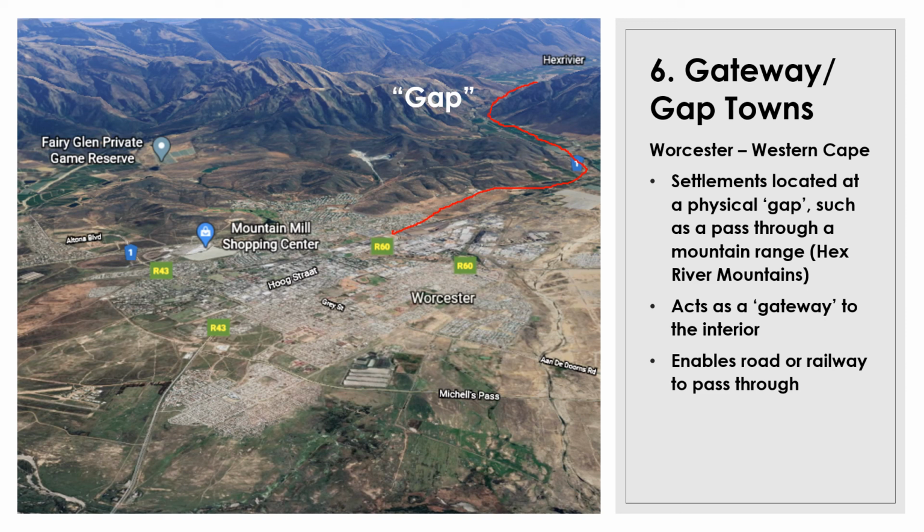So those are your six types of cities. You need to be able to give examples of them and how they work or why they are called that. And next time we will move on to chapter 5, which is the urban hierarchy.